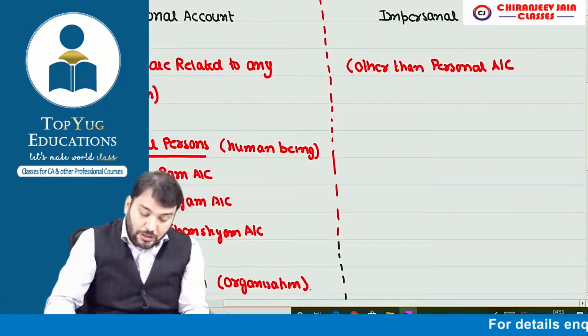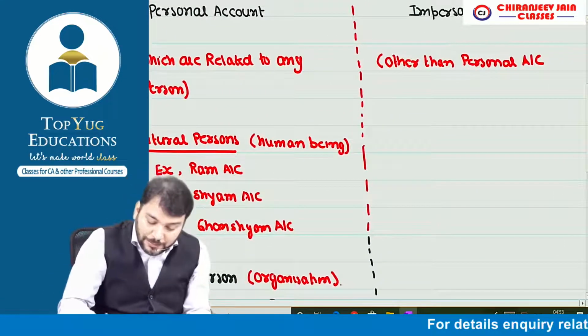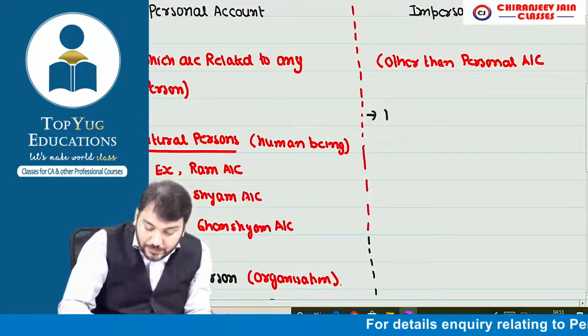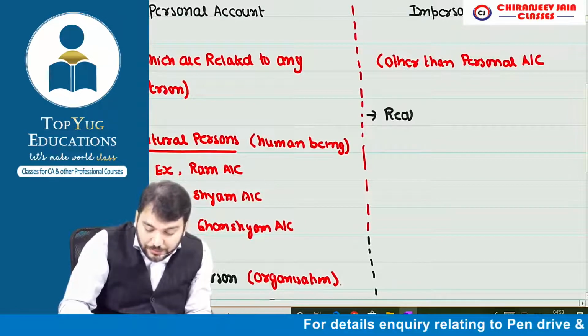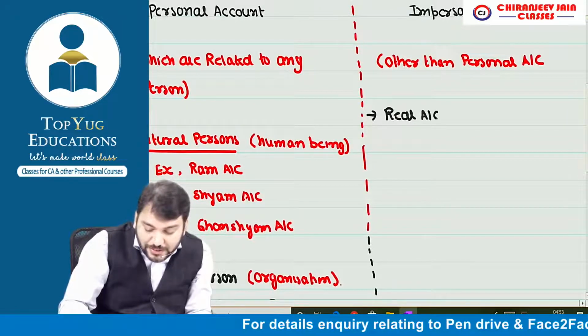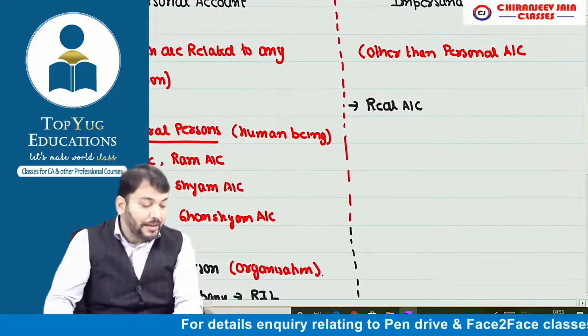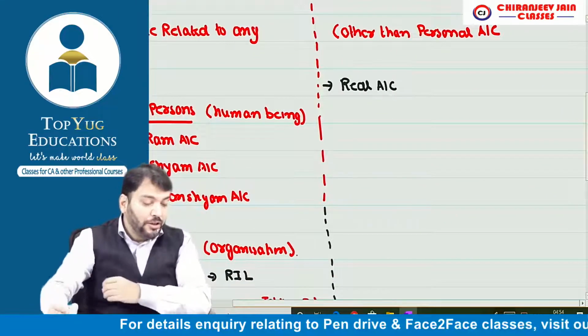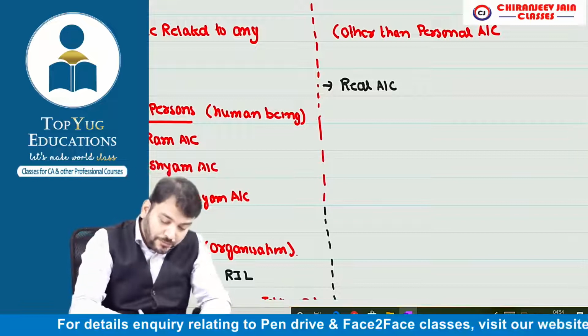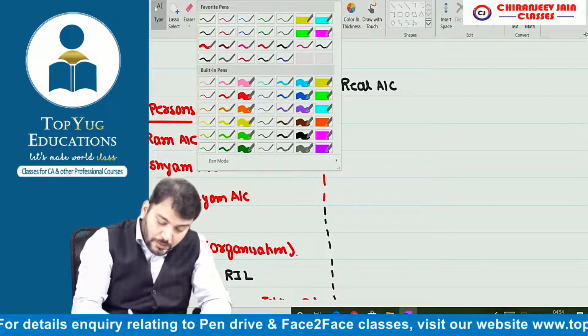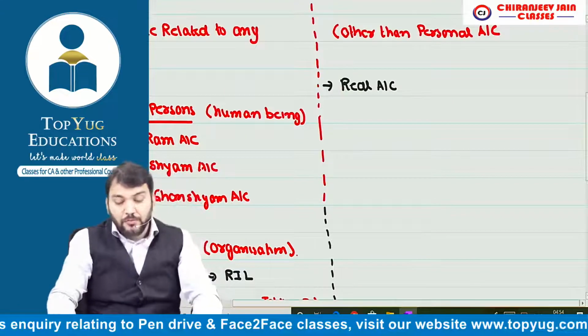Now, coming to what? Impersonal account. So impersonal accounts are of two types. One is known as real account. तो बताओ, what is real account? Anyone who can say what is the real account? Respond fast. What is real account?